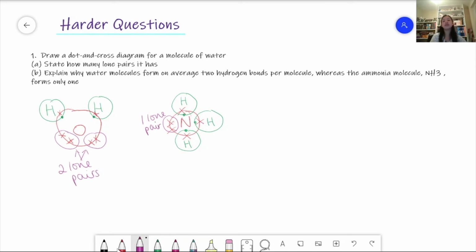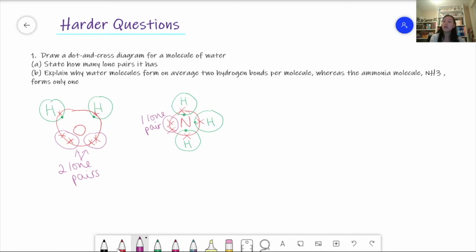And for hydrogen bonds to occur, we have to have a hydrogen and a very electronegative element, such as oxygen, fluorine, or nitrogen. So in both of these cases, they can both form hydrogen bonds.